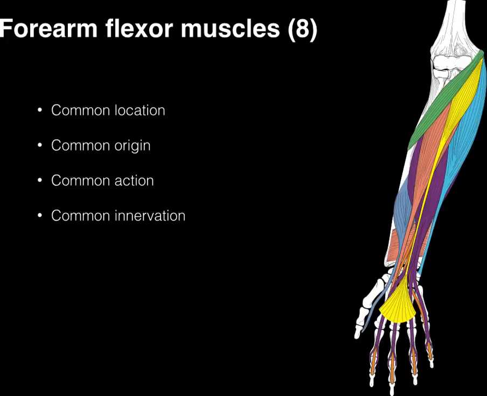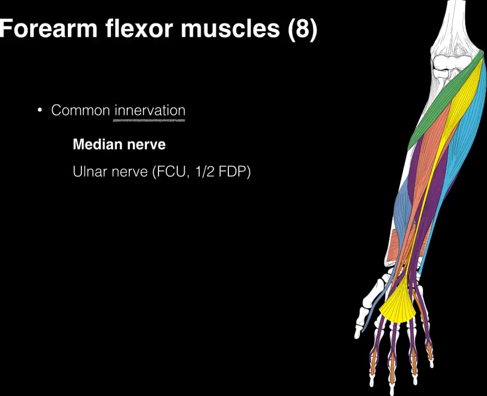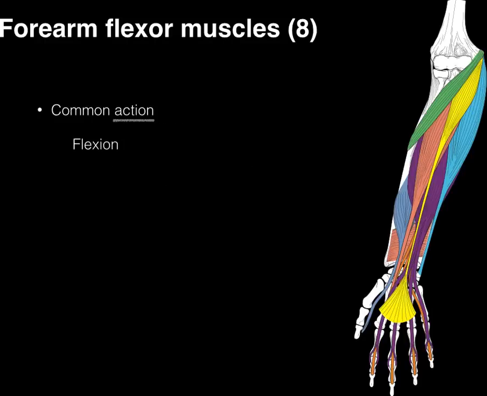So the forearm flexor muscles, here's the 8 of them, and they have common location, origin, action, and innervation. The common location, anterior forearm. When you see muscles on the anterior part of the forearm, or in other words, the tendons go to the palm of the hand, they're flexors. Common origin: 5 of these 8 arise from the medial epicondyle of the humerus. Innervation: most of them are innervated by the median nerve, except for the flexor carpi ulnaris and half of the flexor digitorum profundus. So heavy on the median nerve, a little bit on ulnar nerve. And finally, common action, flexion. That's what they have in common.